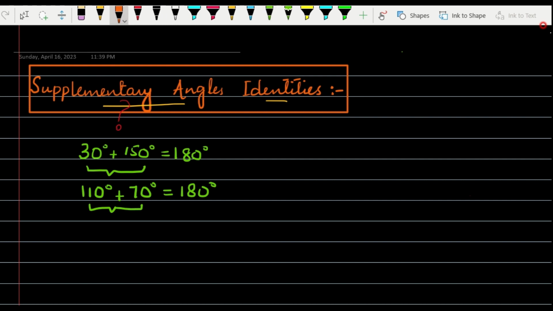Let's have a few more examples. I am writing here some angles and we will find their supplementary angles. Let's suppose I'm writing here angle 70 degrees. What will be the supplementary angle of 70 degrees? Means how much we need to add to get 180 in total. Here I have given you an example, that will be 110.